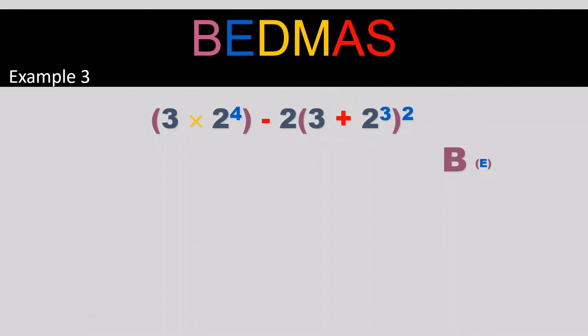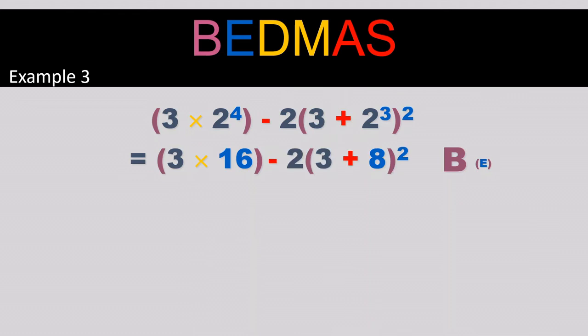So in this first bracket, we're going to do 3 times the answer of 2 to the power of 4, which is 16. For the second bracket, first we'll write minus 2 in front of it, and then we'll put 3 plus the answer of 2 cubed, which is 8, and that bracket is being squared. So I'm still writing all of my terms in the same order as above. The only thing that's changing is that I'm performing my exponent operations.